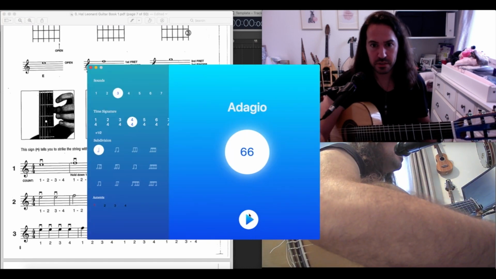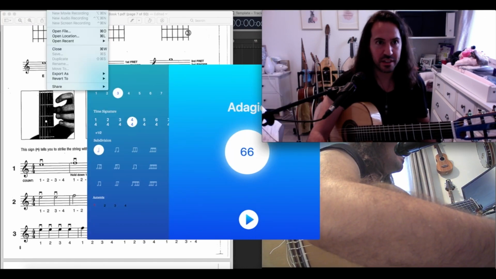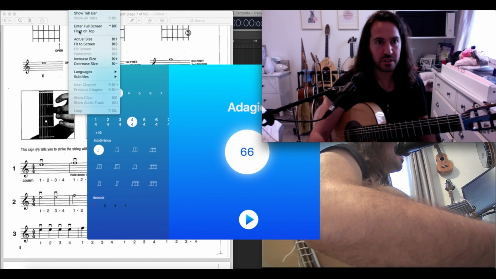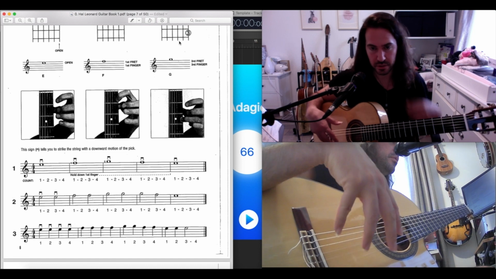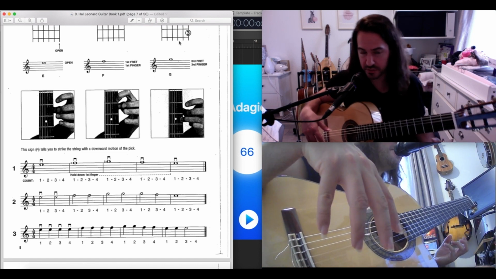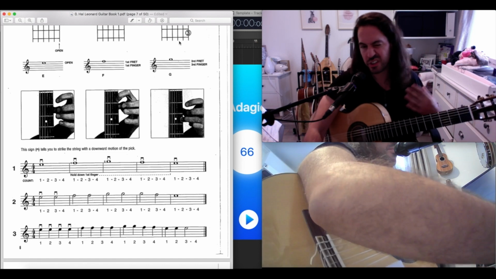So I do recommend you take it at that slow tempo because there's a lot of things happening now, right? We have to alternate the fingers on the right side, on your picking hand. We have to change notes on the left side, and that's okay. It's a lot, but it's only 3 notes.